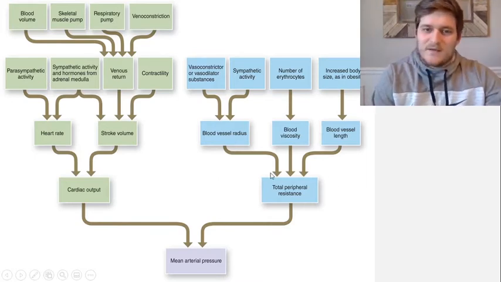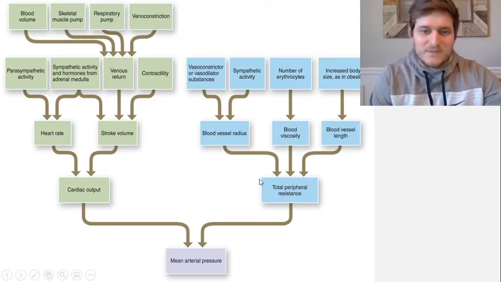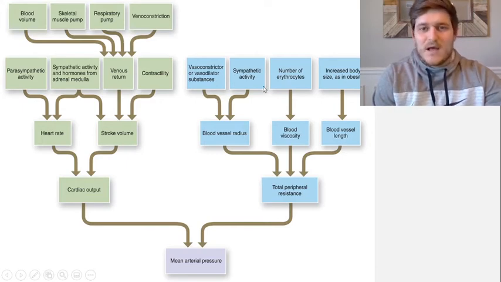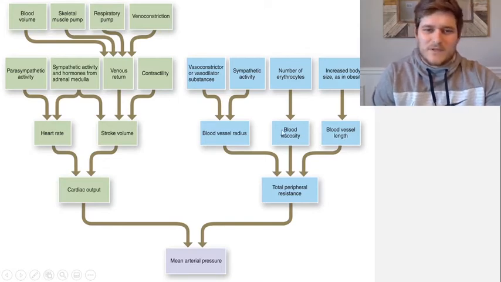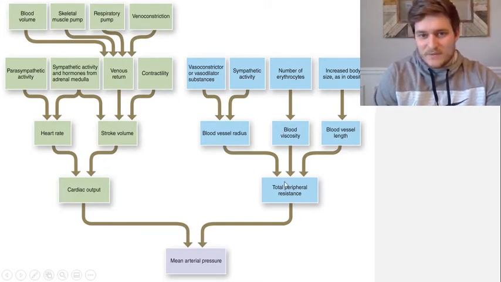And then on the vasculature side, blood vessel radius, blood viscosity, and blood vessel length ultimately can determine TPR, which again is brought about by sometimes changes in autonomic activity, and then, less so, again, we talked about how blood vessel radius is more so the determinant, but the number of erythrocytes compared to the plasma, and then blood vessel length.